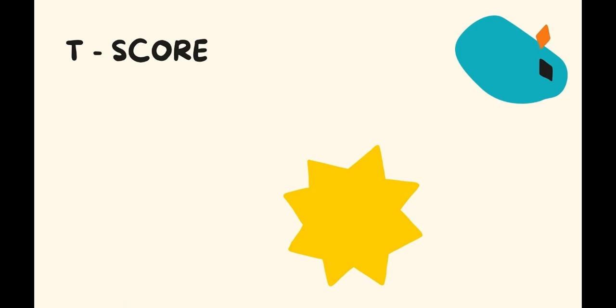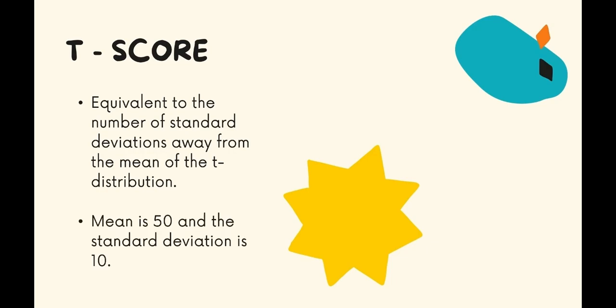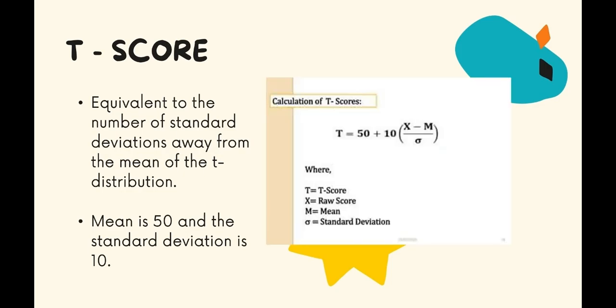Another standard score is the t-score. The t-score is the equivalent to the number of standard deviations away from the mean of the t-distribution. It refers to any set of normally distributed standard scores that has a mean of 50 and a standard deviation of 10. The t-score is obtained by multiplying the z-score by 10 and adding the product to 50. The t-score is preferred over z-scores for reporting test results because it only produces positive integers.